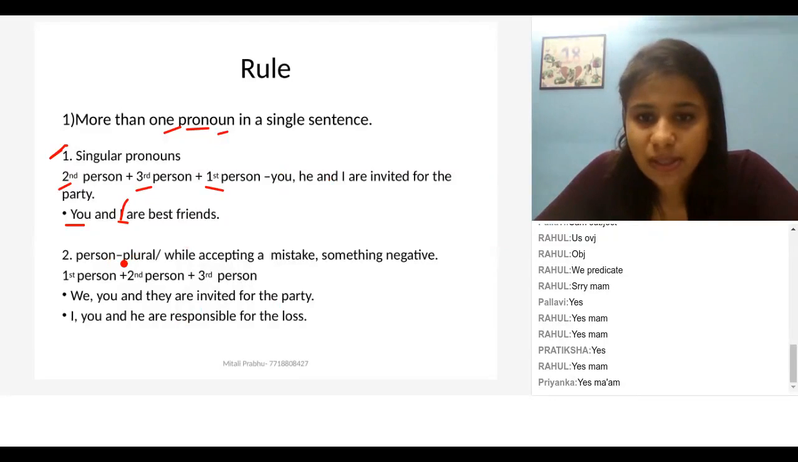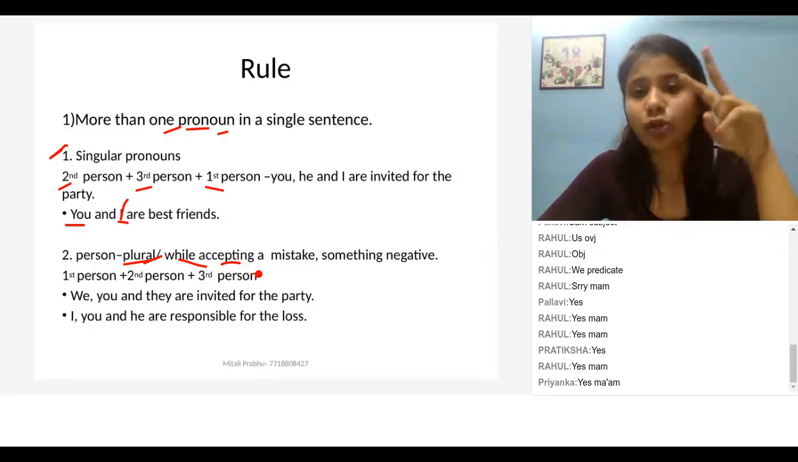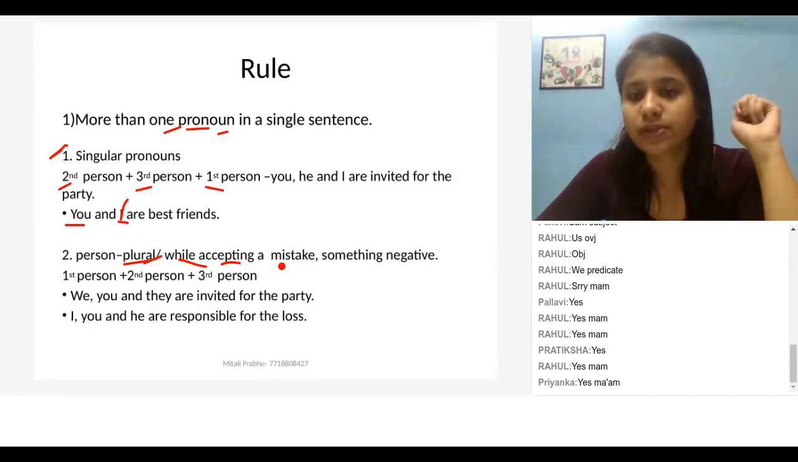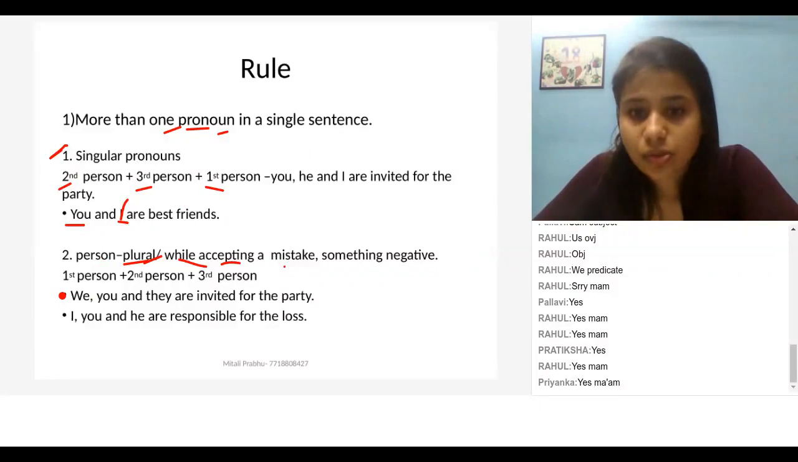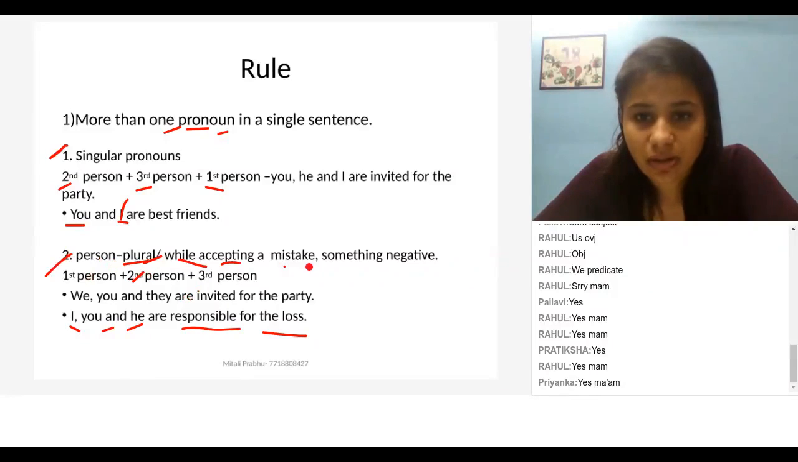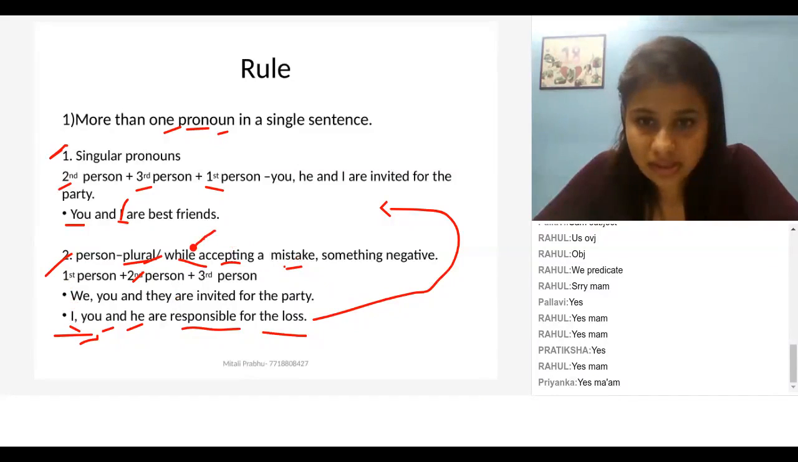Again, if the pronouns are plural, or when you are accepting a mistake, when you say sorry, then you will not use this order. Suppose you have made a mistake and you want to admit it, and you and your friend have committed a mistake, then what will you say? "I and he are sorry." That is the correct way to say it, because you have to put yourself first whenever you are accepting a mistake. So if I, you, and he are responsible for the loss, the way to put it is first, second, and third. While accepting a mistake, for singular also, you will not use this rule, because if you're committing a mistake, you have to put yourself first. So this is an exception while accepting a mistake.